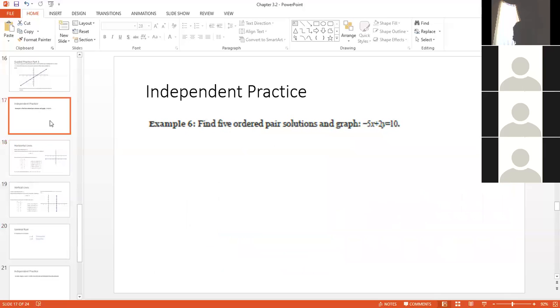Now without looking at the PowerPoint, what's the formula for a horizontal line? Anyone can type it in the chat. What is the formula for a horizontal line? Okay, yeah. Now for a vertical line, can anyone write the formula? Make sure to use K. K is, yeah, good.